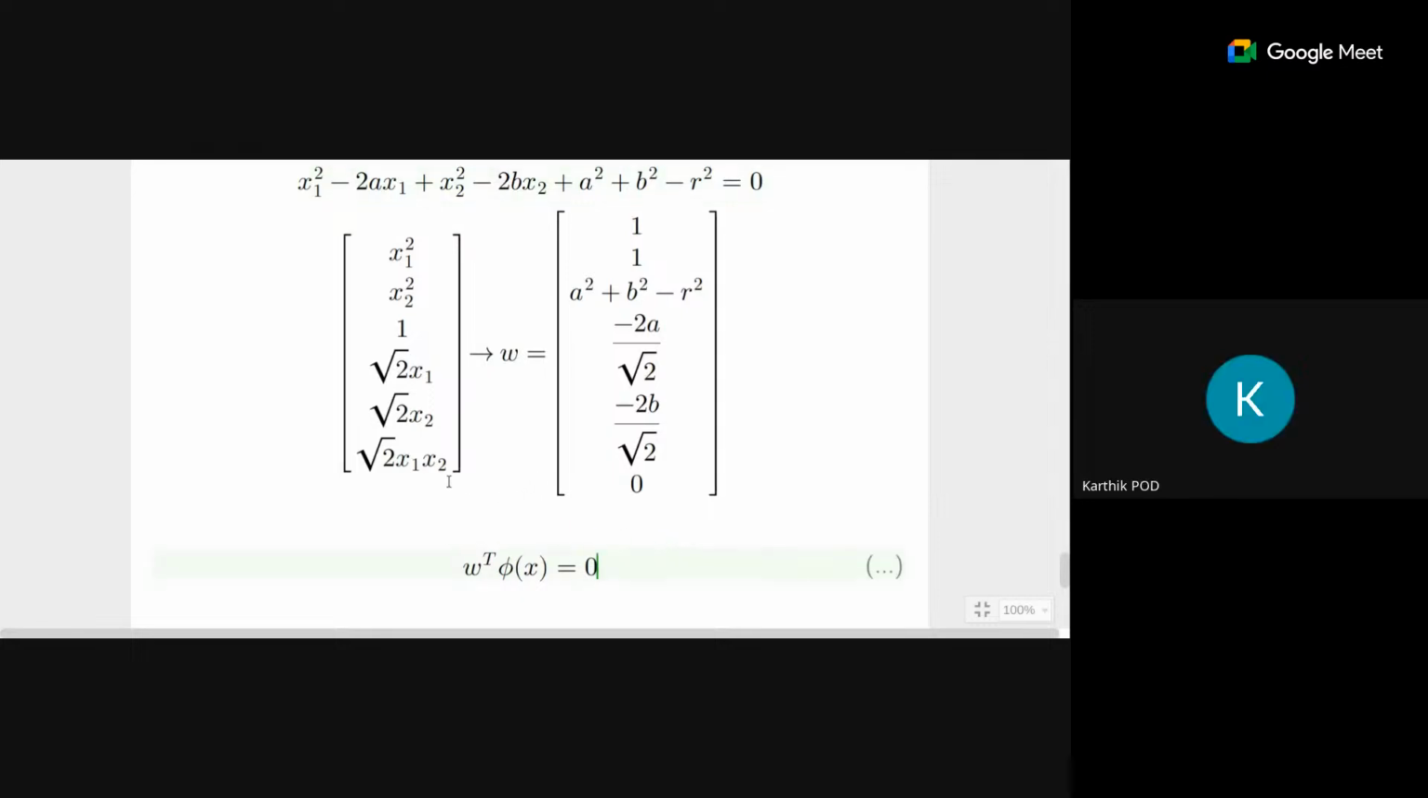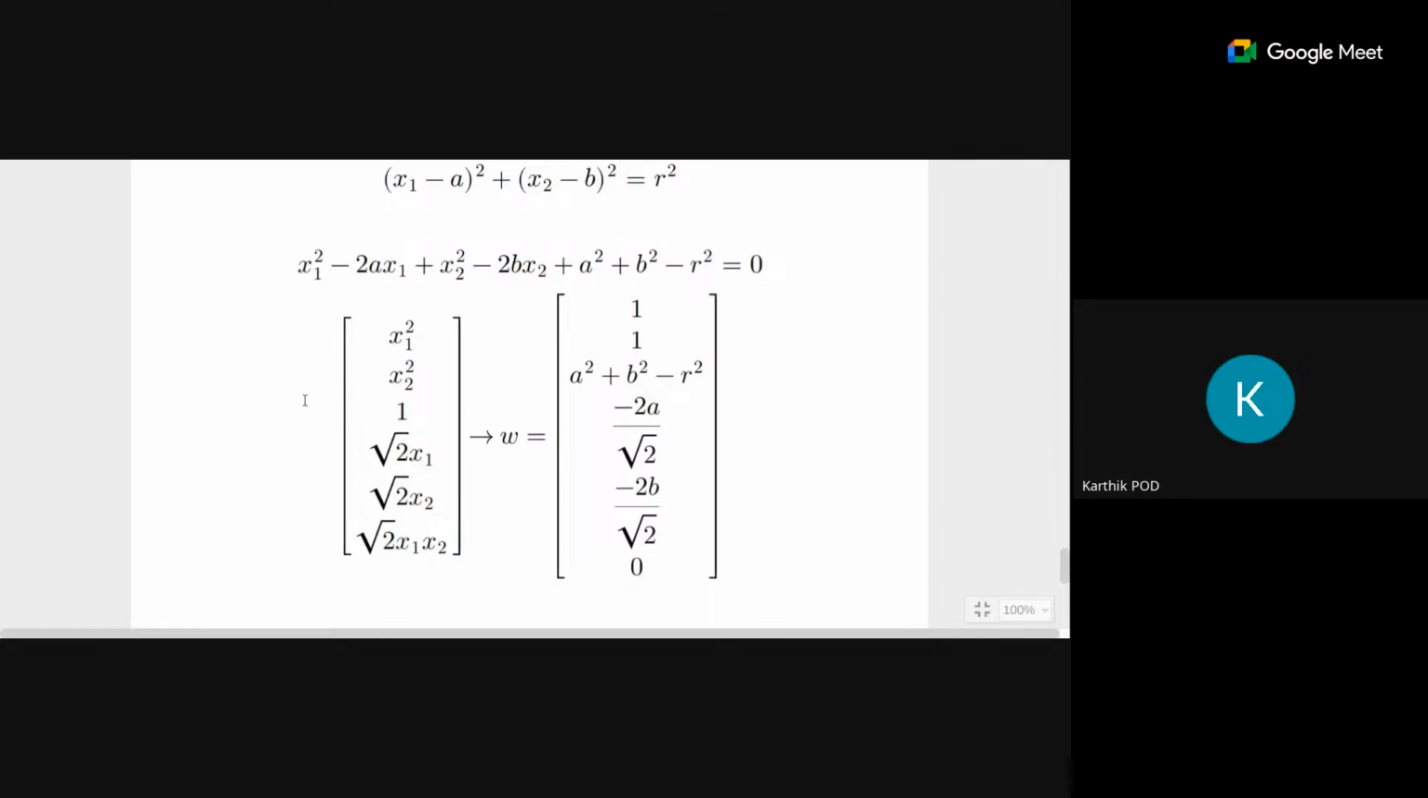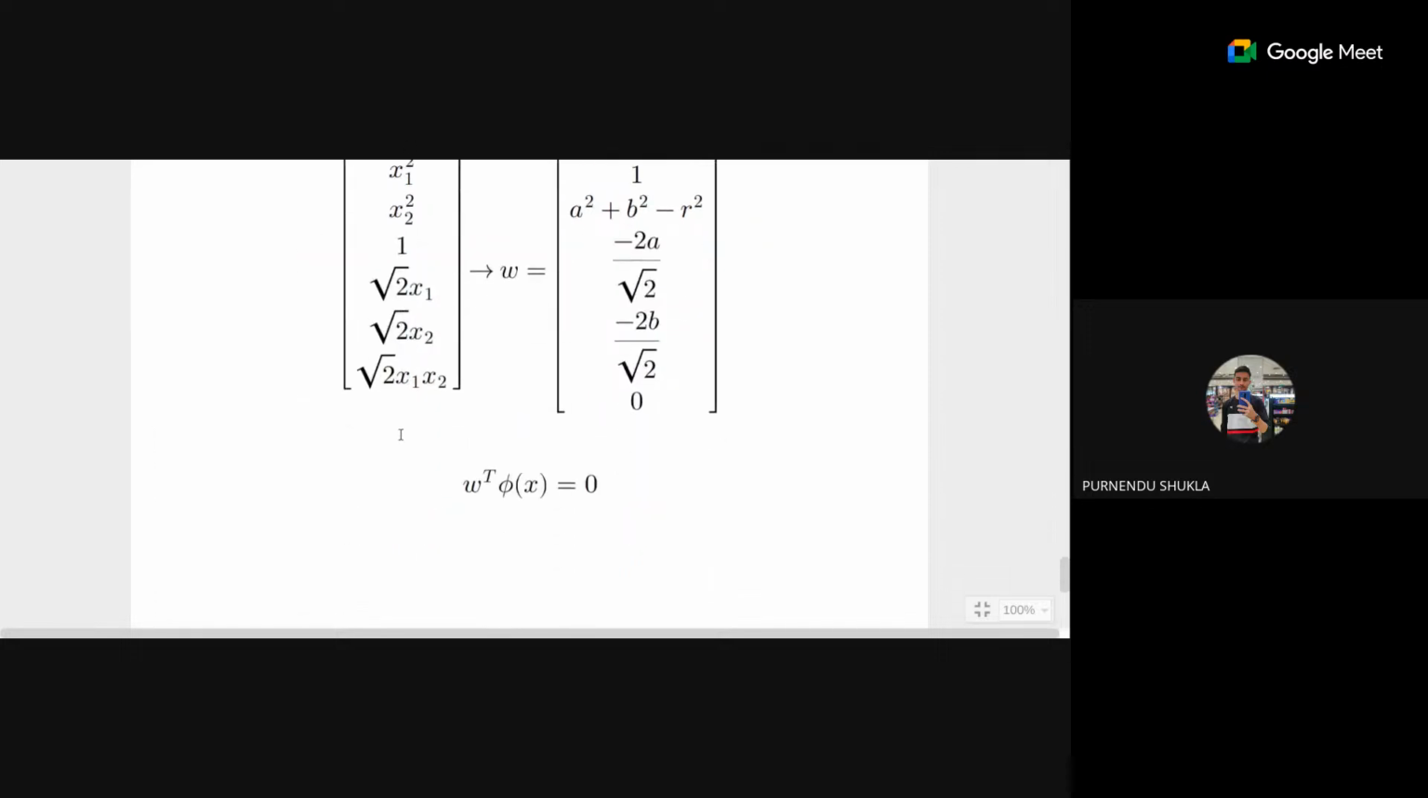I don't know what he said exactly, but is he saying w transpose phi of x equal to 0 at the end? He was not using this. It would be better if I can show you. I understood what you did, and I understood that he's actually calculating the coefficient. But if I could share, maybe things will become clear. Once again, it's in the slide, I have the slide with me.